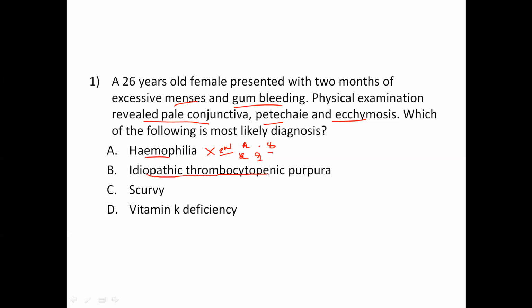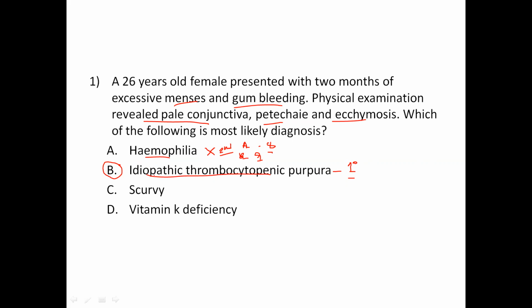B, idiopathic thrombocytopenic purpura. This is the answer. Idiopathic thrombocytopenic purpura is the primary hemostatic disorder, and we will discuss in short about ITP, or idiopathic thrombocytopenic purpura.